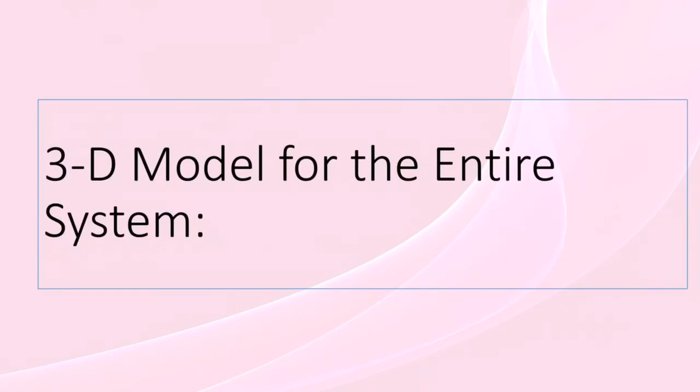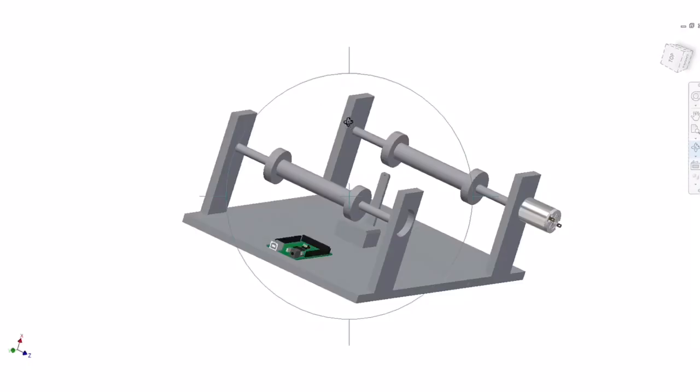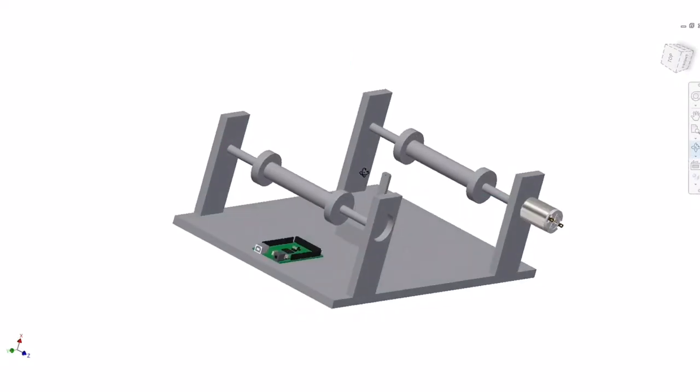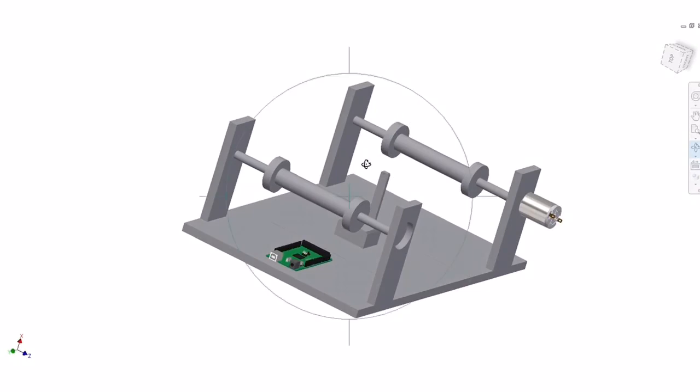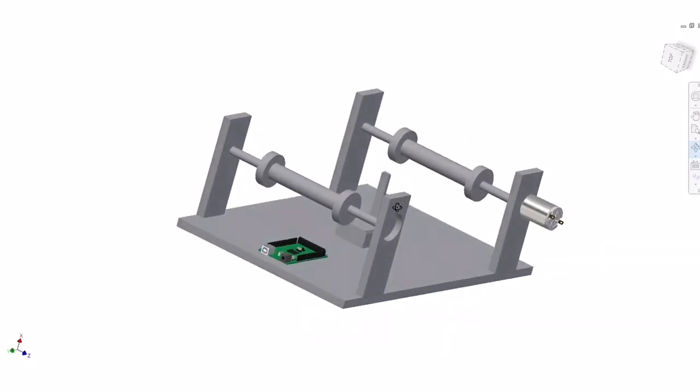3D model for the entire system. Here we present a model of the automatic winding machine made in Autodesk Inventor. Our model has dimensions of 18 by 12 inch. The larger side is 18 inch and the smaller side is 12 inch. Our model is divided into 3 subsystems.